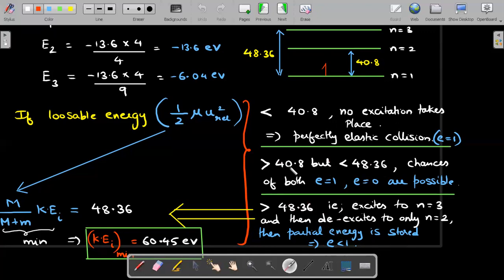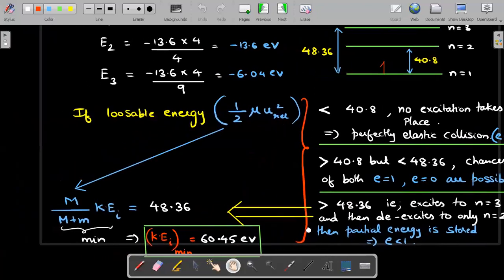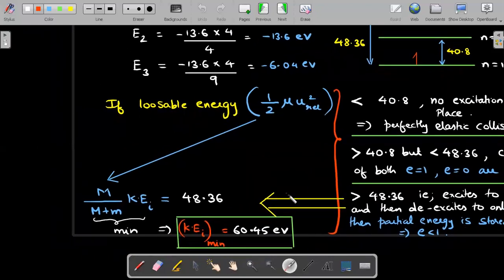Out of all the collisions, the question reads that all collisions should be possible. I think my minimum energy should be at least this. What is that minimum? Losable energy. This should be greater than this. So I take that inequality seriously and then substitute it here.